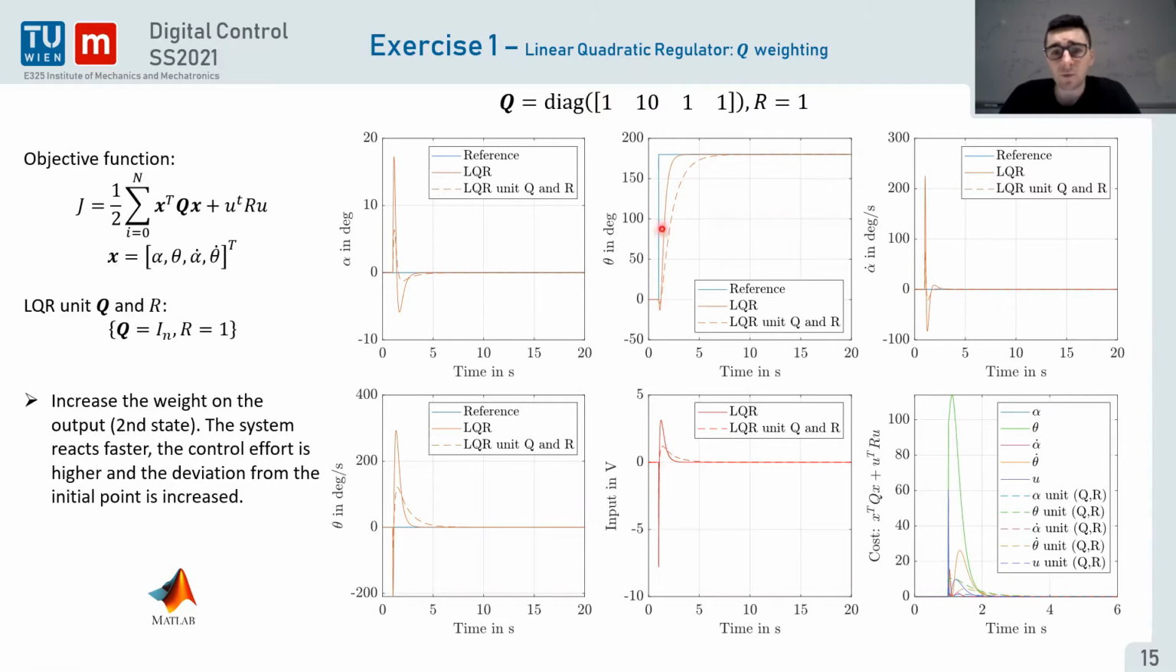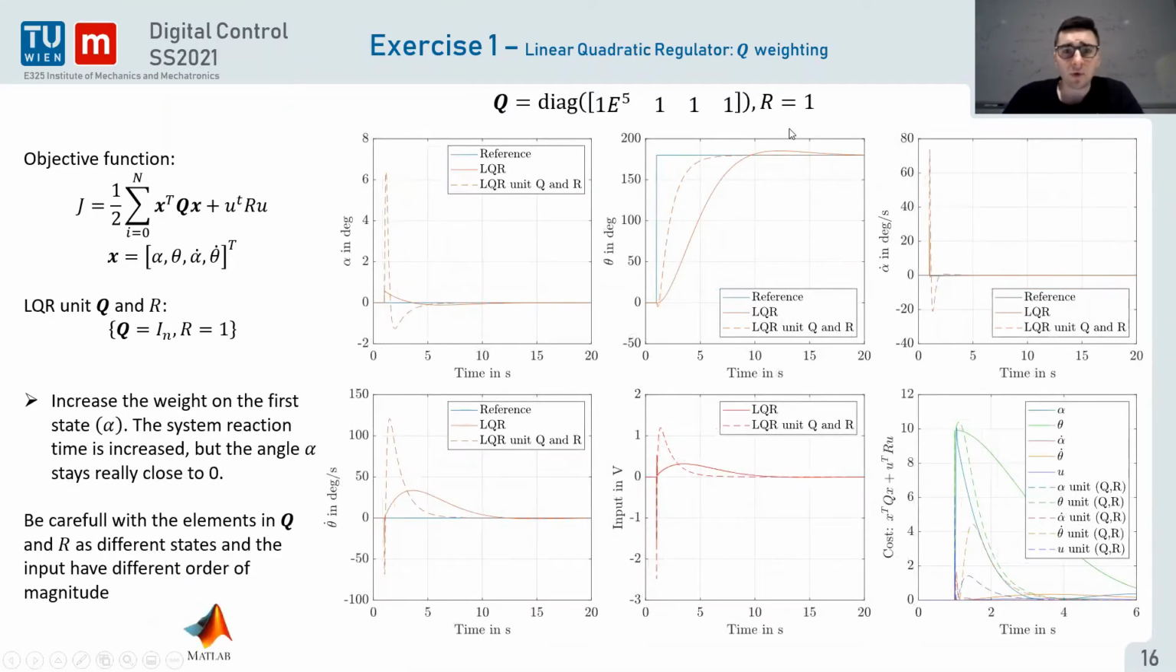Then you can see that the output follows the expected output way faster. The expected output is reached after, let's say, 2.5 seconds, where before it was taking around 7 seconds, for example. But to reach this output faster, the control action is also much faster. So we need to be much more aggressive with the DC motor in this case.